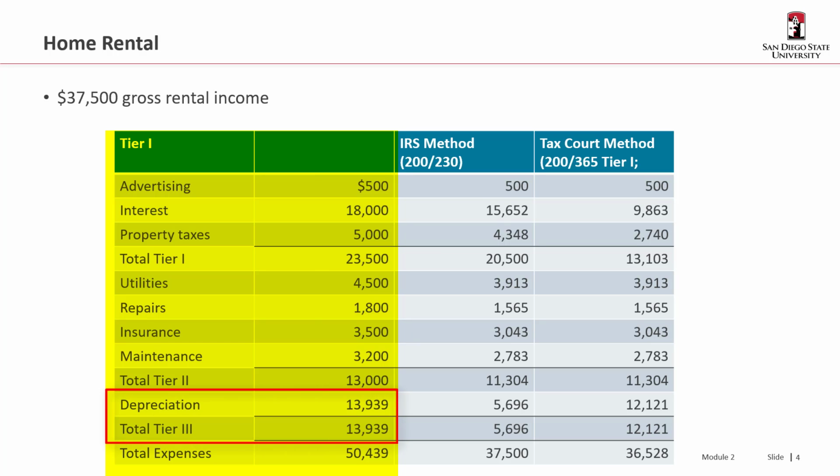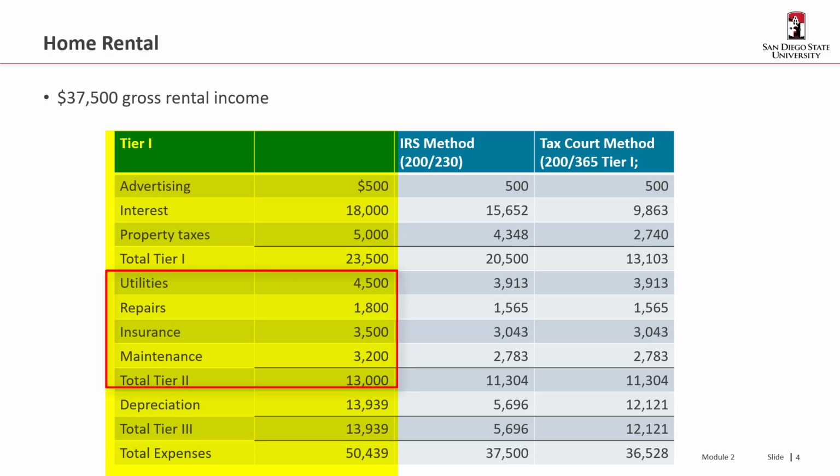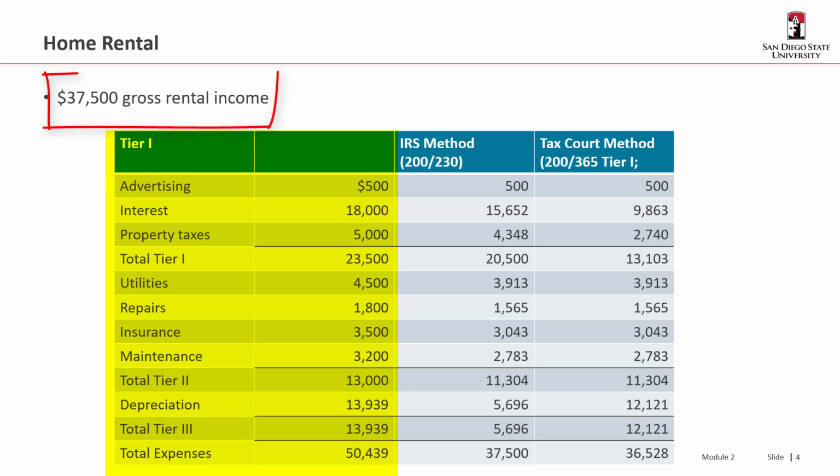That's down there at the bottom. And so, of course, everything else is a Tier 2 expense. So utilities, repairs, insurance, and maintenance, all Tier 2 expenses. So when we stack up all expenses, in total, it's $50,439. Well, since I know that I'm in a category 2 and that my deductions are going to be limited, so I'm in between, I'm a residence not principal, I know my total deductions are going to be limited to my total amount of gross rental income, which is $37,500.